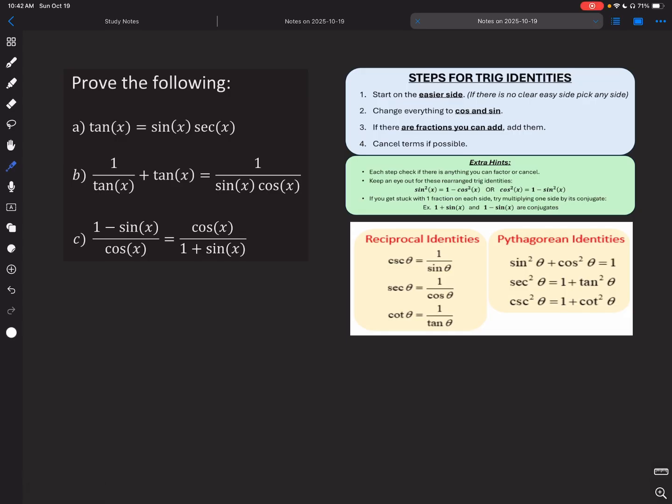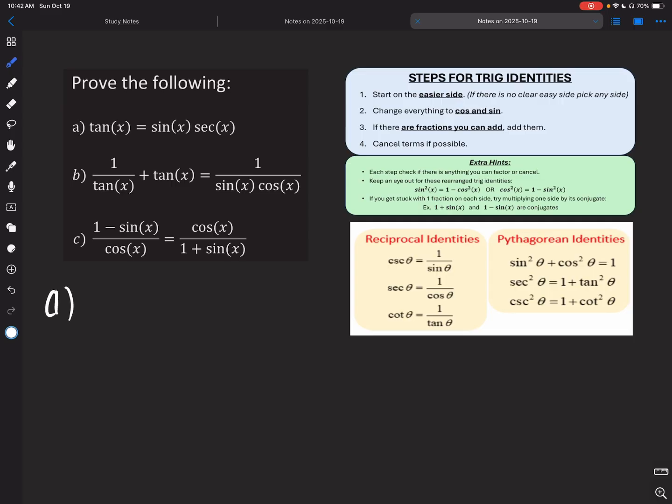Okay, so we have 3 practice problems to work through here. And just to make it easier to follow, I've put our rules up here to the right, as well as the trig identities that we're going to use in a table there. So let's get into A. So A asks tan of x is equal to sine of x times secant x. So let's get started with A here.